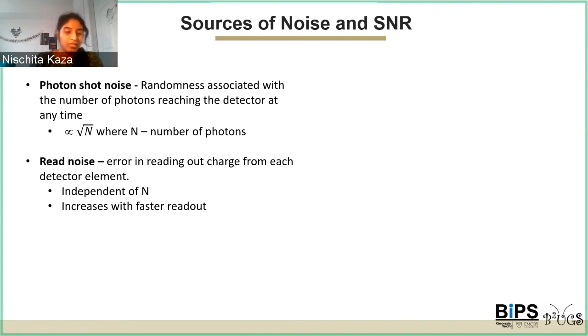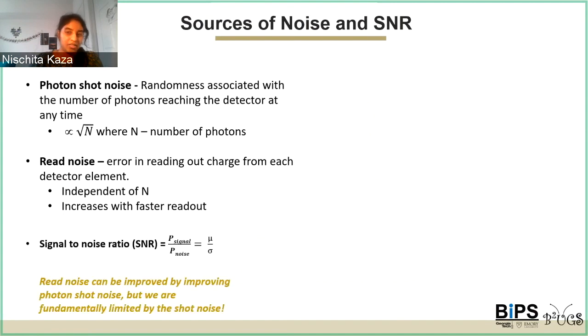Now let's look at something called the signal to noise ratio, which is an important image quality metric. This is basically defined as the power of the signal to the power of the noise. Now, in most cases, we don't really have a clear distinction between some signal image and a noise image. So essentially, we would take any image that we have and use its mean as the signal and use its standard deviation as the noise.